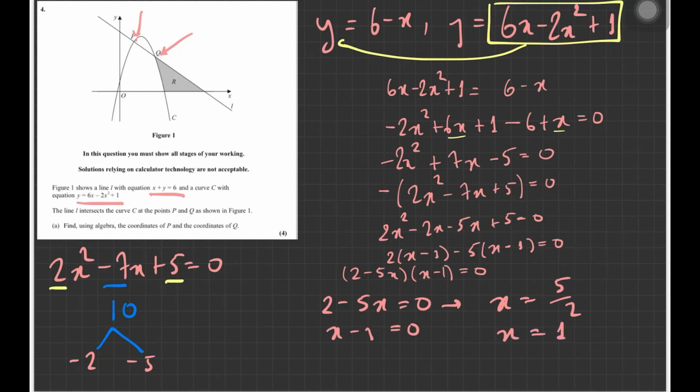Now I can input these x values into either of these equations. I can put it into this one or into this one, and it will give me the same answer. I'm going to put it in the equation of the line just so that it's easier to do. There are fewer variables. So the y corresponding to this will basically be, sorry, the y for 5 over 2 will be 6 minus 5 over 2, which is basically 7 over 2.